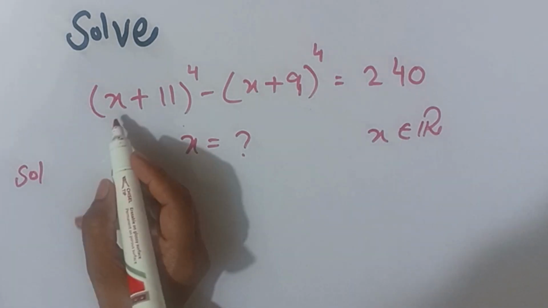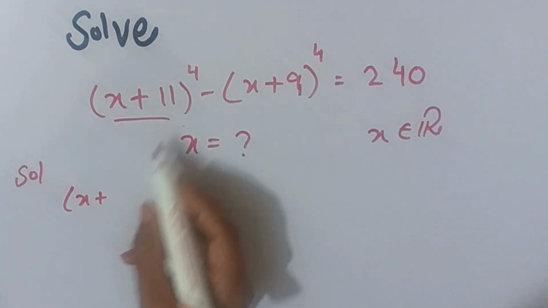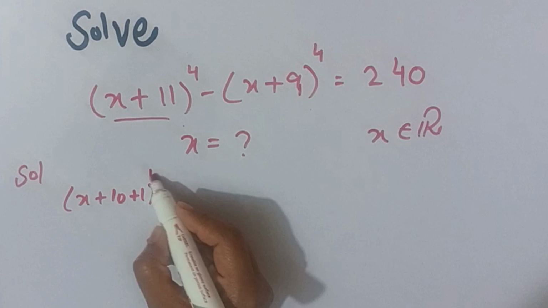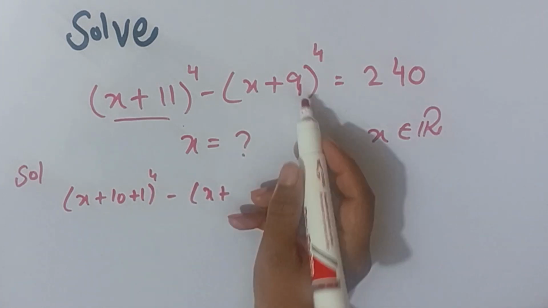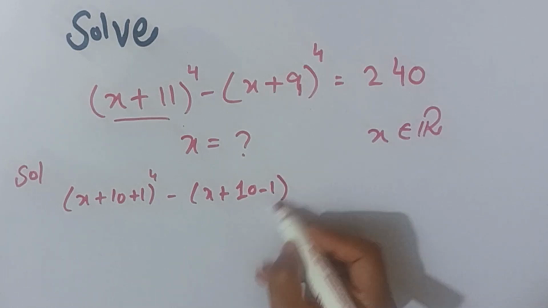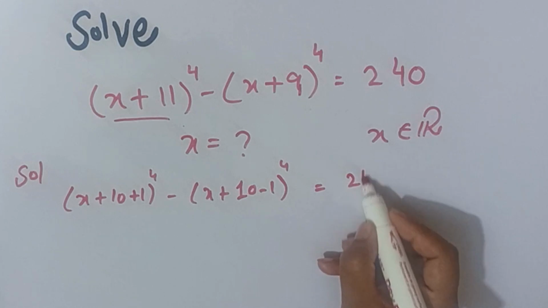In the first step, look at this first term. We have x + 11. We write this 11 as 10 + 1, which is also equal to 11, and its power is 4. Minus this, we have x + 9. We write this 9 as 10 - 1, which is also equal to 9, and its power is 4, which is equal to 240.